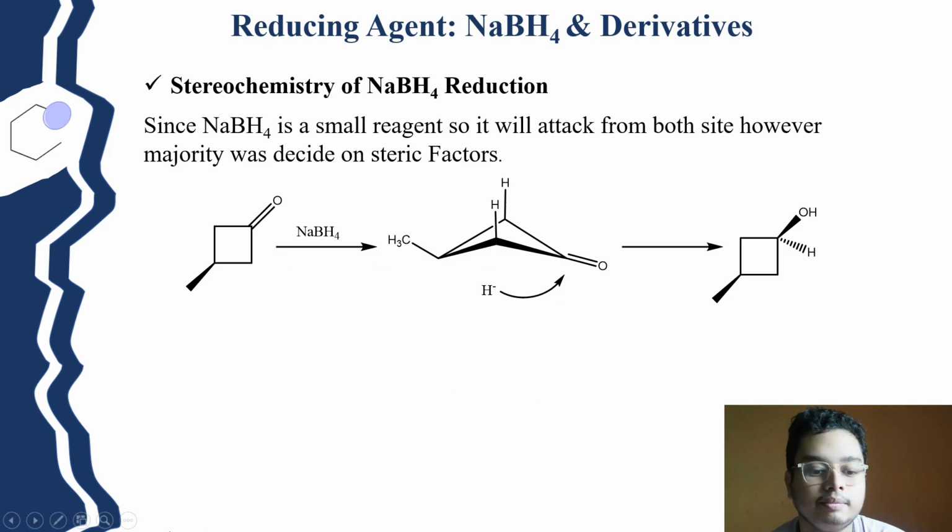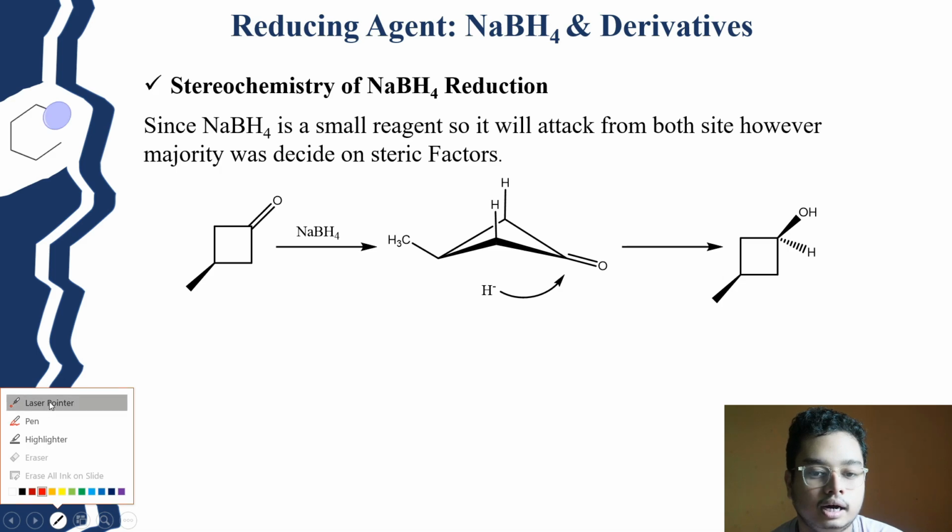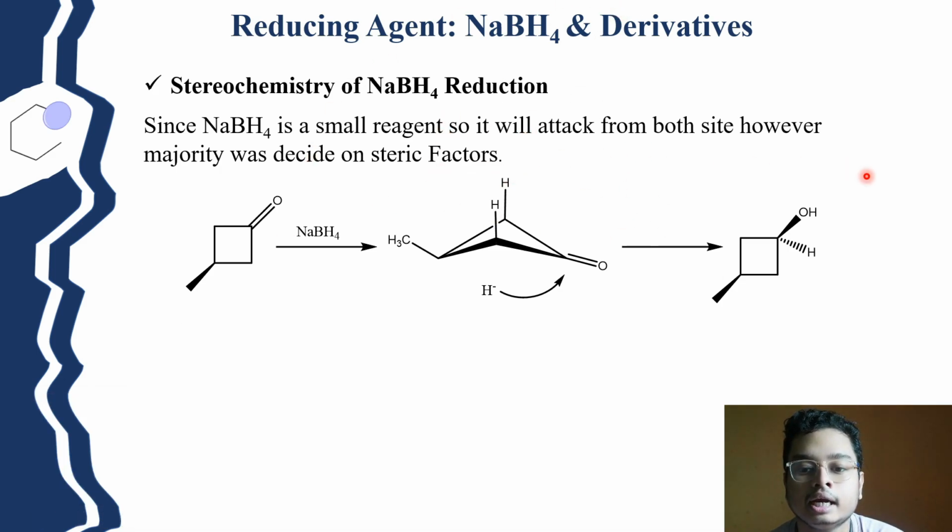Since NaBH4 is a small reagent, it will attack from both sides, from the upward direction and the downward direction. However, the majority is decided by steric factors. Here you can see a cyclobutane type of structure. In the presence of NaBH4, since this methyl is in the above direction, as you know, this cyclobutane is present in this type of puckered formation.